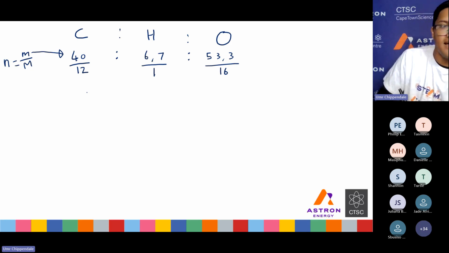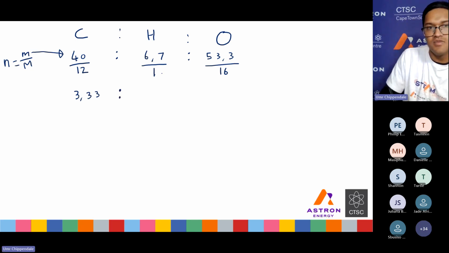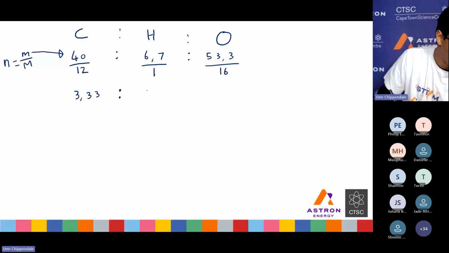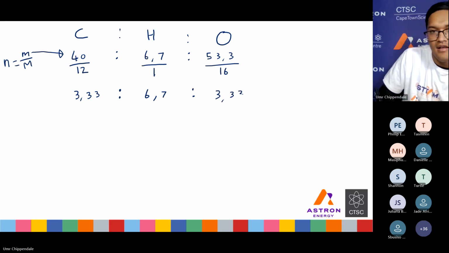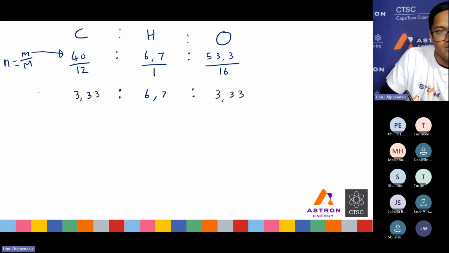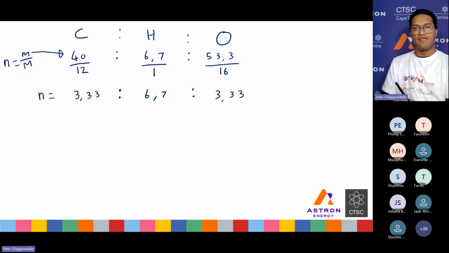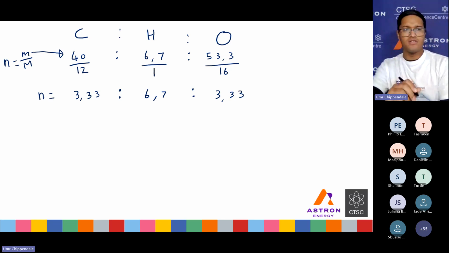Then if you write that in your calculator, for carbon the answer is 3.33. For hydrogen, 6.7 divided by 1 will still be 6.7. And for oxygen, if you divide that, it will also be 3.3. Now we have the number of moles of everything that we have. But this is not what they're asking from us yet.